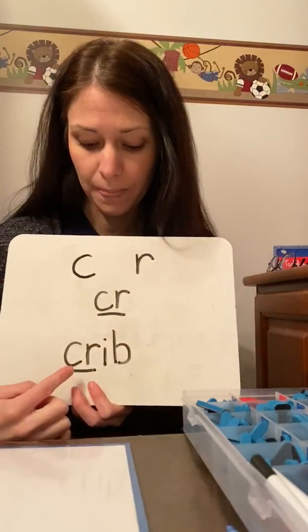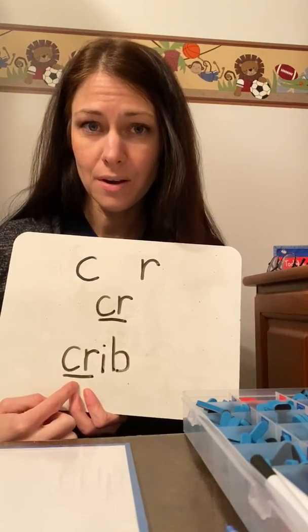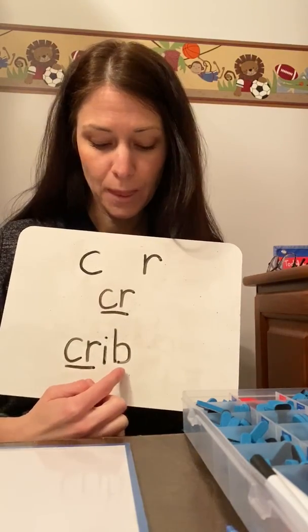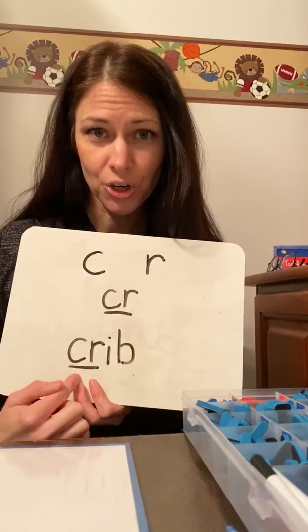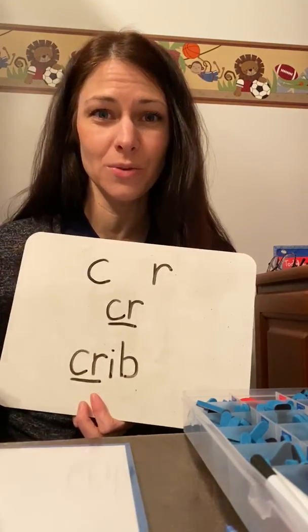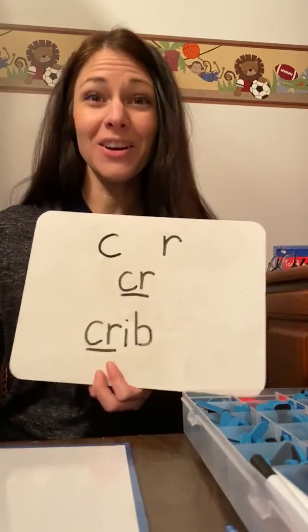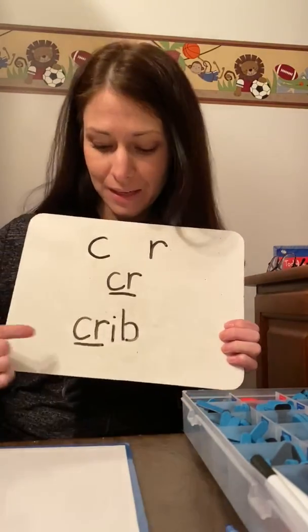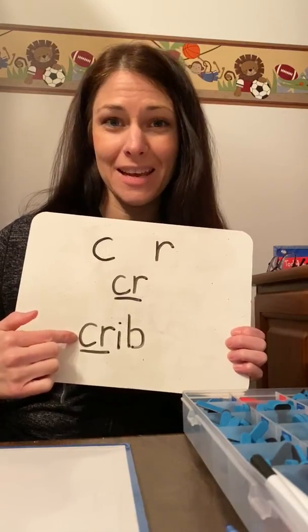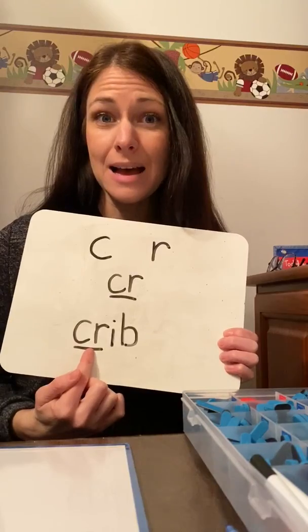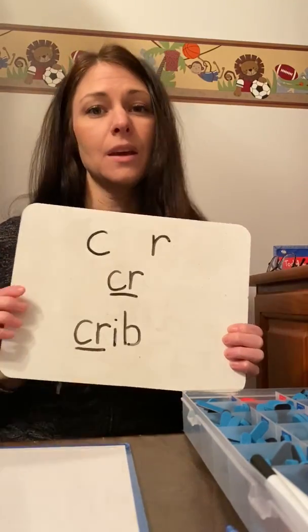Cr. Okay, so cr, i, b. Cr, i, b. Blend it together and what word do you get? Good. If you said crib, you're right. You just read a word with a consonant blend in it. Remember, consonant blends are 2 letters together, not separated by the vowel.